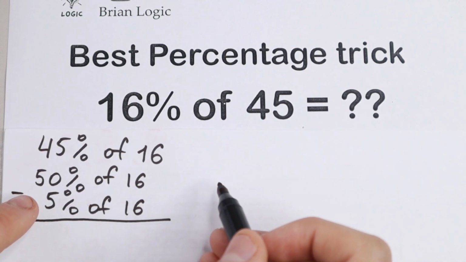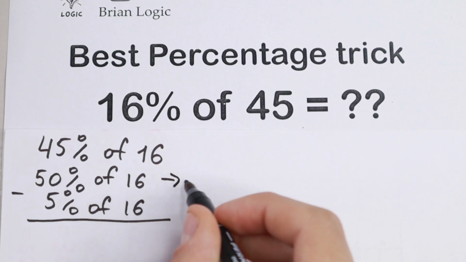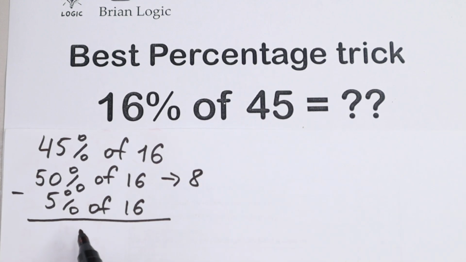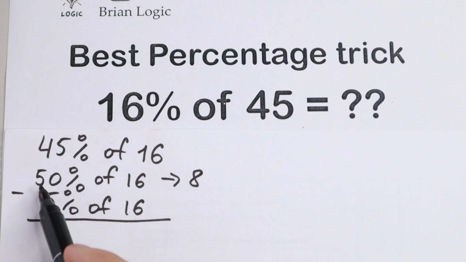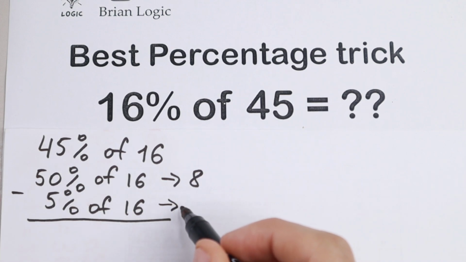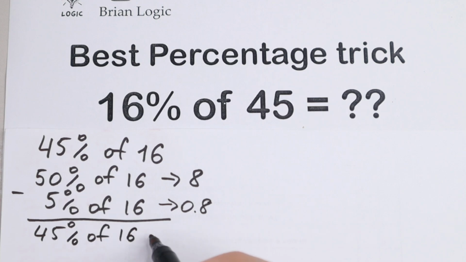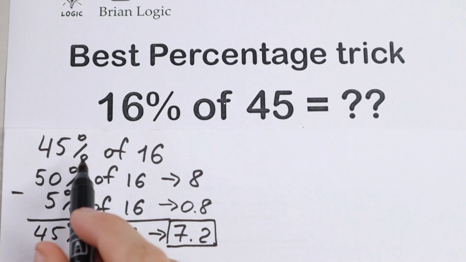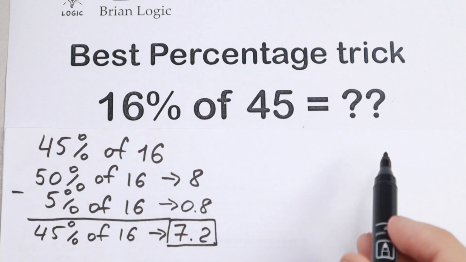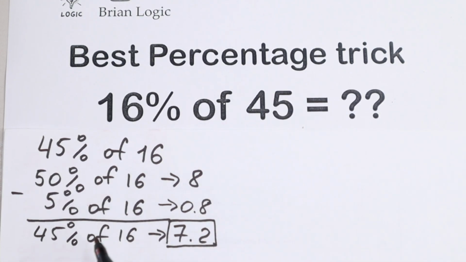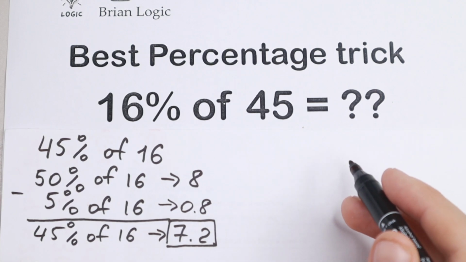So let's do this. 50% of 16 is the half, so it will be equal to 8. And 5% is the tenth part of this 8, because we divide by 10, so if we divide this 8 by 10, we will have 0.8. Now, subtracting, 45% of 16 will be equal to 7.2, and this will be our answer. This is the same as this one, and of course the same as this case. I hope you understand it. Firstly, swap it, and express the percentage in the way that is good for you.